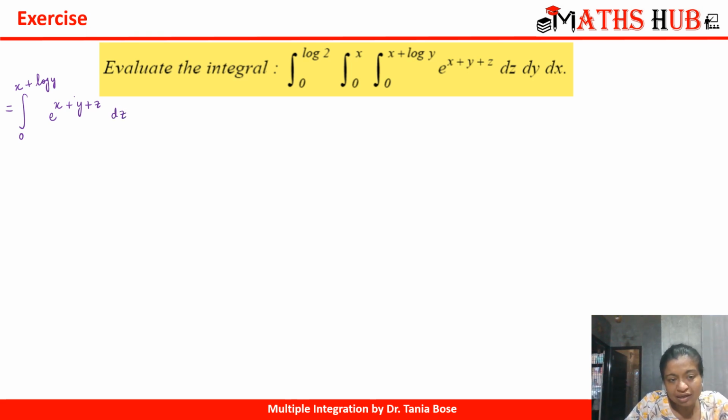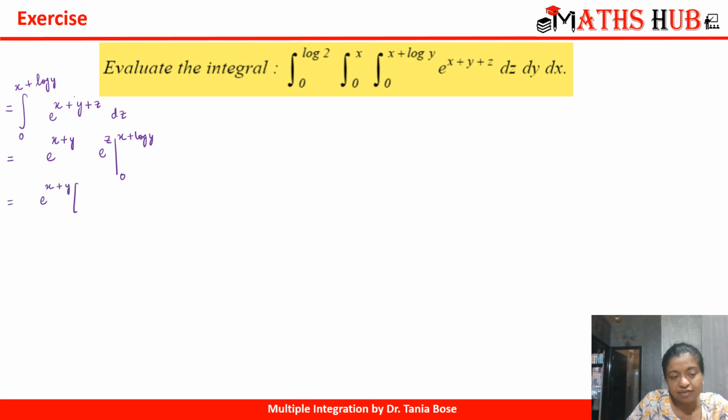Now, when we do the innermost integral, the integration is with respect to z. So you will be keeping the variables x and y constant. So let us keep it constant. So e to the power x plus y is constant. So what is integration of e to the power z? It is e to the power z. And we will put the limits as 0 to x plus log y. When I put this value, we get the answer as e to the power x plus y.